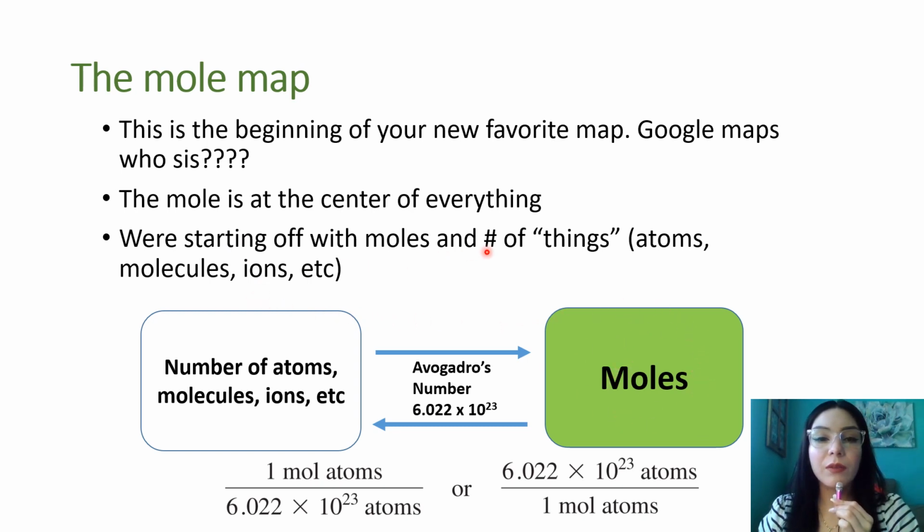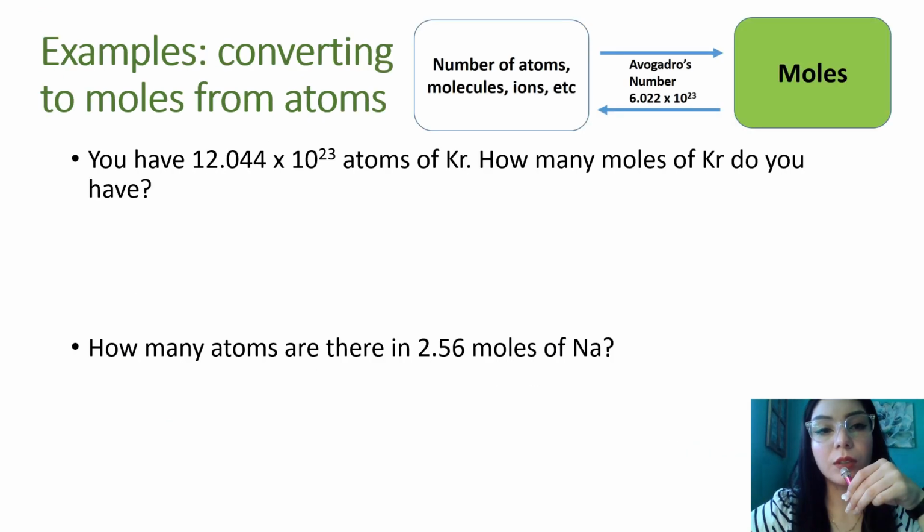But we're starting off with being able to go from number of atoms, molecules, ions, whatever it is, to moles and back. And remember that we can use Avogadro's number as a conversion factor. So we're going to start off these examples by converting from moles to atoms and atoms to moles. On this first example, we are given the number of atoms of krypton, and then we're asked to calculate moles.